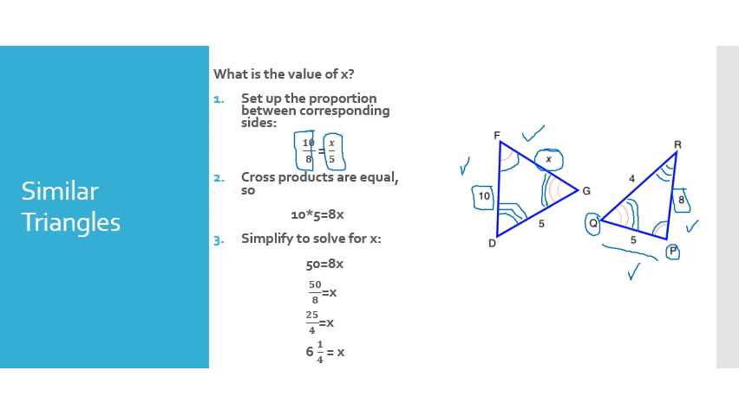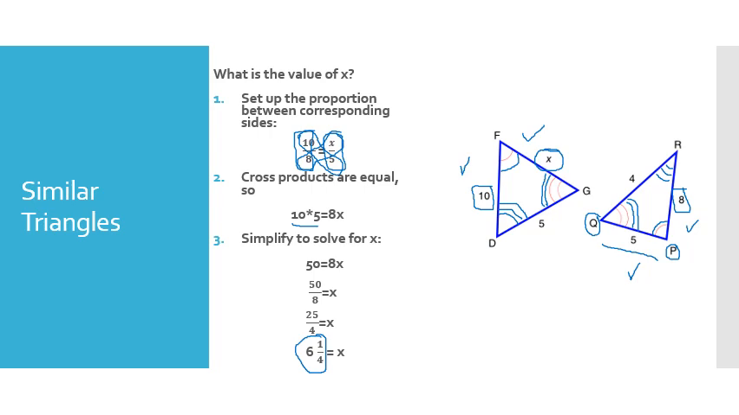So I'm going to multiply 10 times 5 and set it equal to 8 times x, and then I'm just going to solve it. 10 times 5 is 50, and 50 equals 8x. To solve for x, I'll just divide, and I end up with 50 over 8. That can be reduced down to 25 over 4, and if I wanted to see it like these others, which are all whole numbers, it would be 6 1/4.